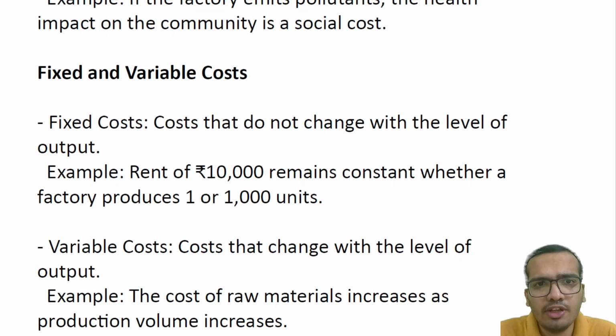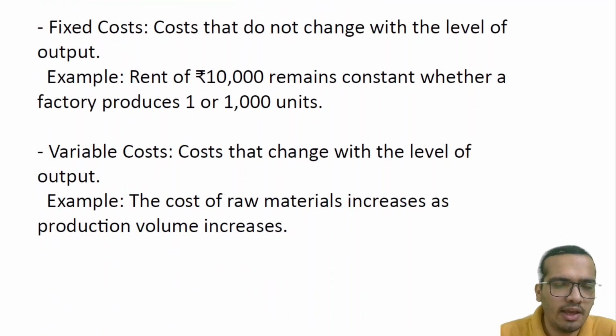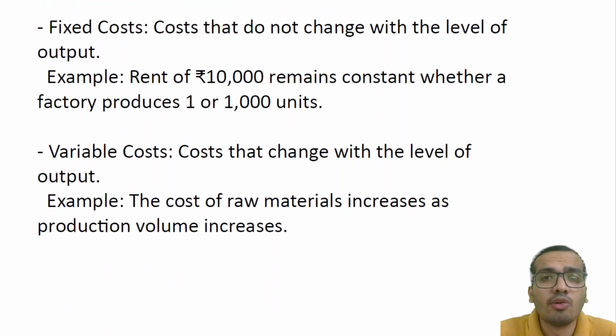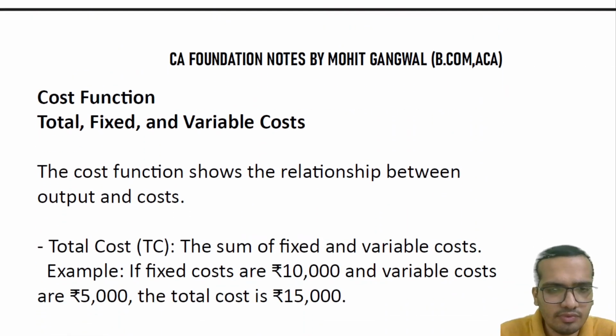Then comes fixed and variable cost. Fixed costs do not change with the level of output. Example, rent of rupees 10,000 remains constant whether a factory produces 1 unit or 1000 units. And second comes variable cost that changes with the level of output. Example, the cost of raw material increases as the production volume increases.